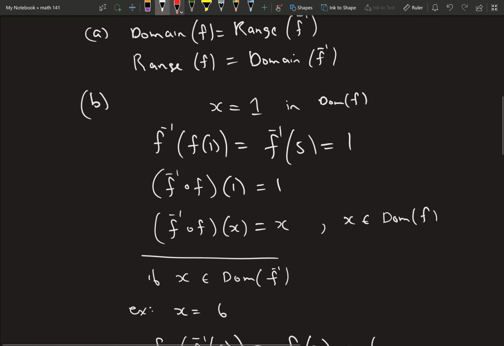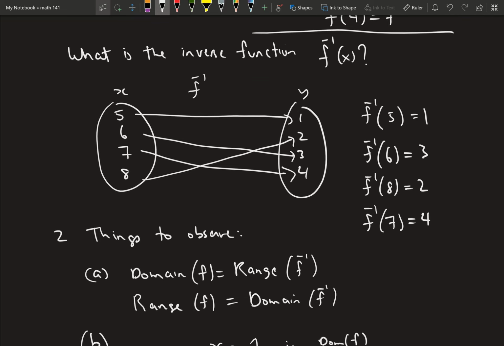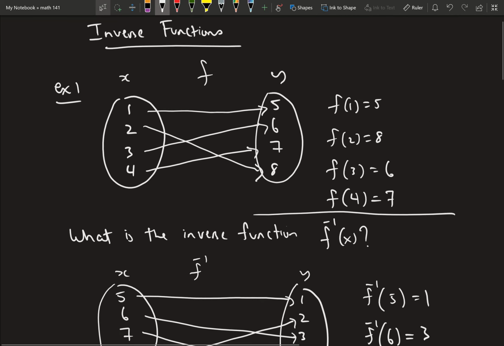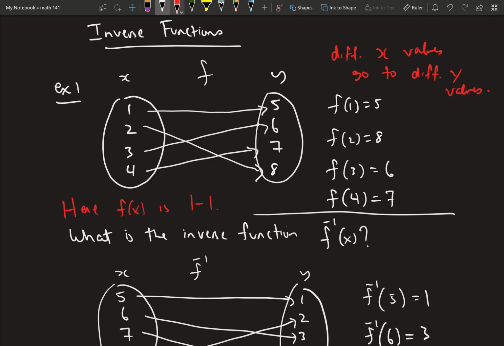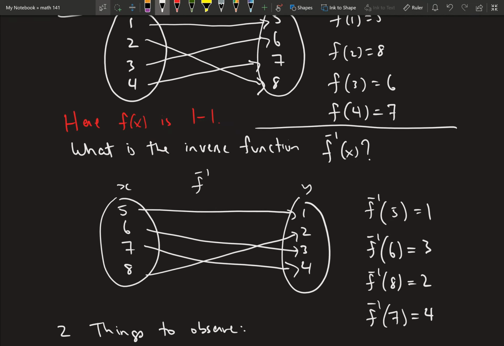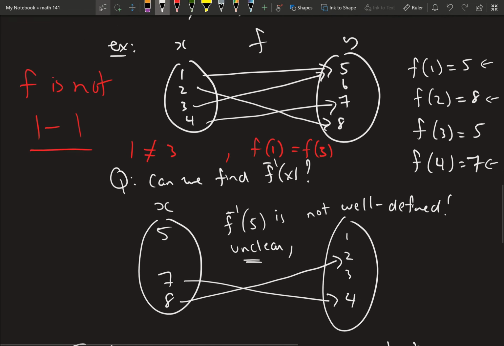Whereas for the first example, this function is 1 to 1. Here f of x is 1 to 1 because for any two x values you go to different y values. So here different x values go to different y values. And that's why we were able to construct this inverse function. Okay, so let's keep going.